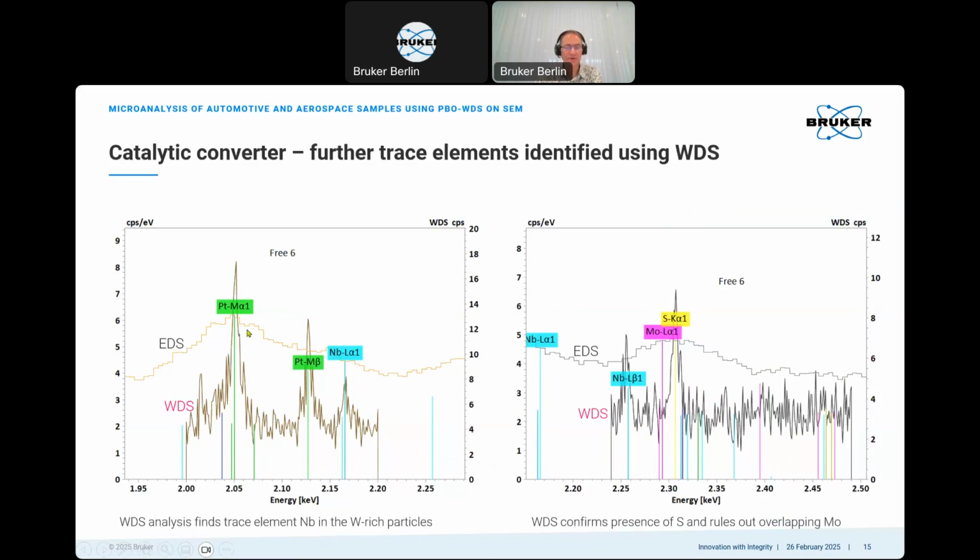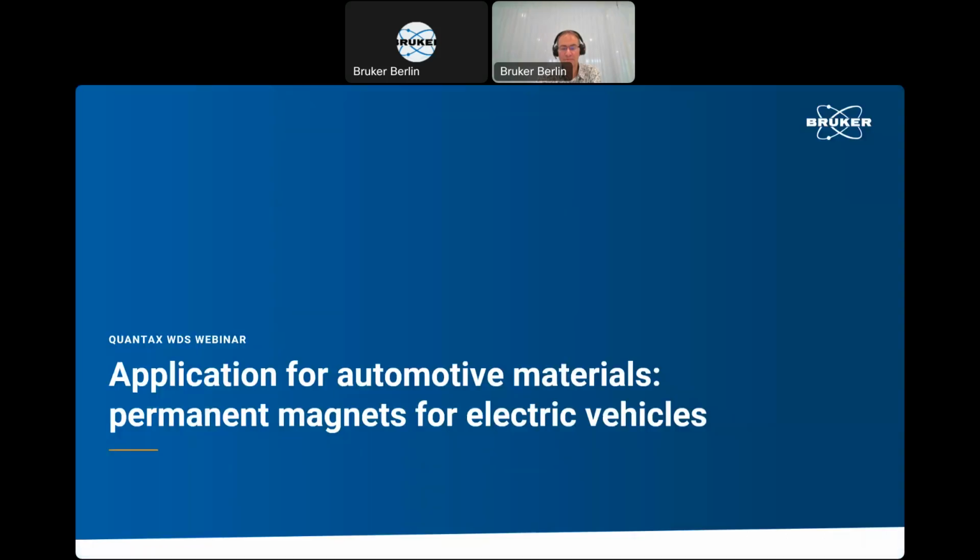And further scans across this range here, showing again the platinum. We also find other traces such as niobium. So little contents of niobium. Here's the L-alpha line, and the L-beta line is present as well. We find sulfur. Maybe I forgot to tell you, this was a used catalytic converter. So sulfur may be from the exhaust gases. So there's clear evidence for sulfur, and there is no evidence for any lead or any molybdenum.